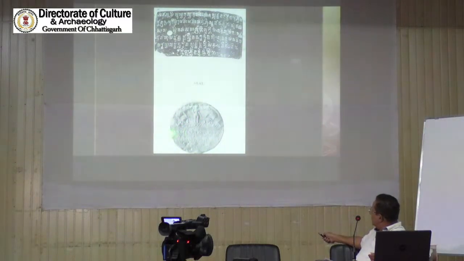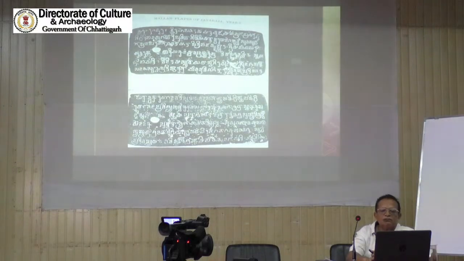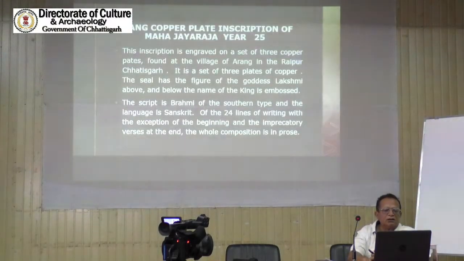And they have read, of course, the 2 lines, which give the name of the king and so on. And the Lakshmi with elephants on either side. You see this. Again, this Arang copper plate also belongs to Mahajayaraja of year 25.